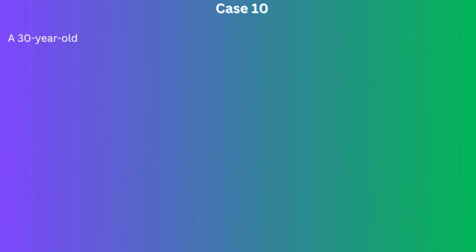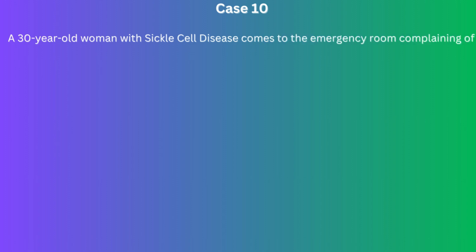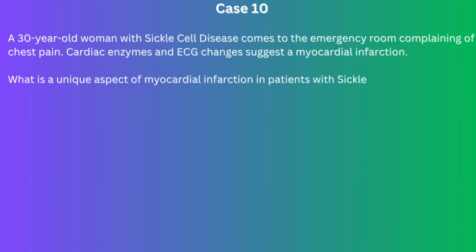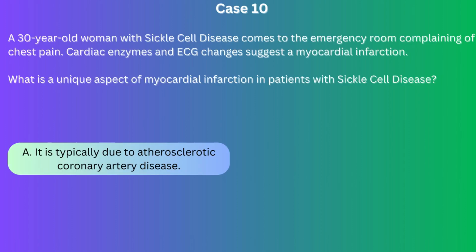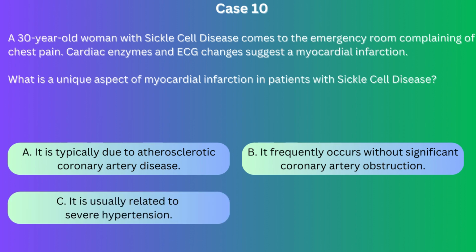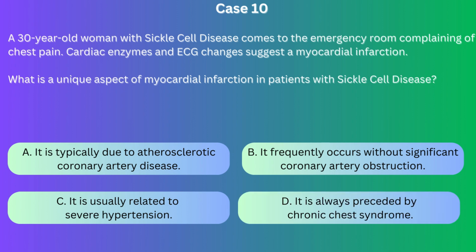Case number 10. A 30-year-old woman with sickle cell disease comes to the emergency room complaining of chest pain. Cardiac enzymes and ECG changes suggest a myocardial infarction. What is a unique aspect of myocardial infarction in patients with sickle cell disease? A. It is typically due to atherosclerotic coronary artery disease. B. It frequently occurs without significant coronary artery obstruction. C. It is usually related to severe hypertension. D. It is always preceded by acute chest syndrome.